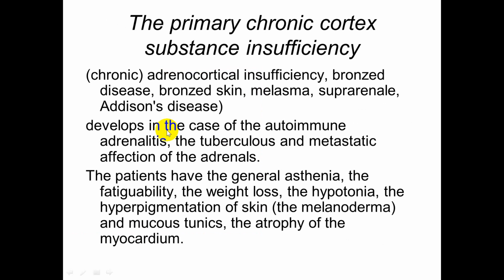The primary chronic cortex substance insufficiency. Chronic adrenal cortex insufficiency, or bronze disease, bronze skin, melasma suprarenale, Addison disease: these are synonyms of one disease. It develops in the case of autoimmune adrenalitis, tuberculosis, and metastatic affection of the adrenals. The patient has general asthenia, fatigability, weight loss, hypotonia, hyperpigmentation of skin, melanoderma, and mucous tunics, and atrophy of the myocardium.